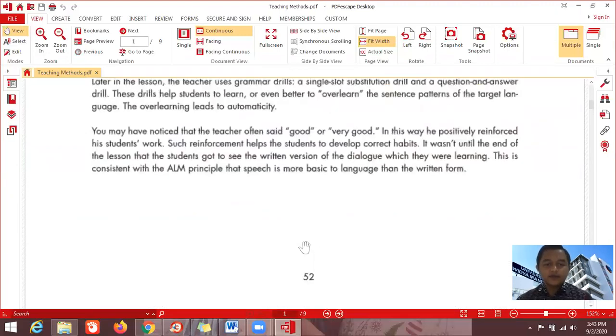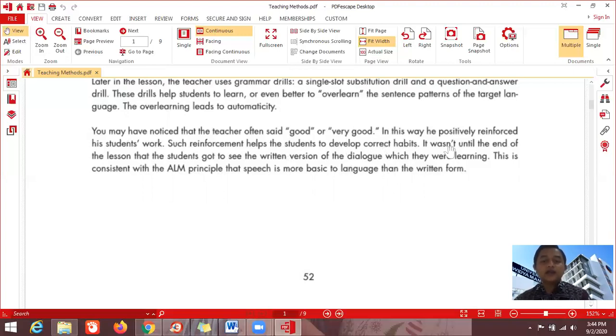Before we move on to community language learning, you may have noticed that the teacher often said "good" or "very good." So when you repeat, okay, canine, good, yes, very good. Again, appraisals and compliments are good for them. In this way, he positively reinforced his students' work. That will help the students develop correct habits.